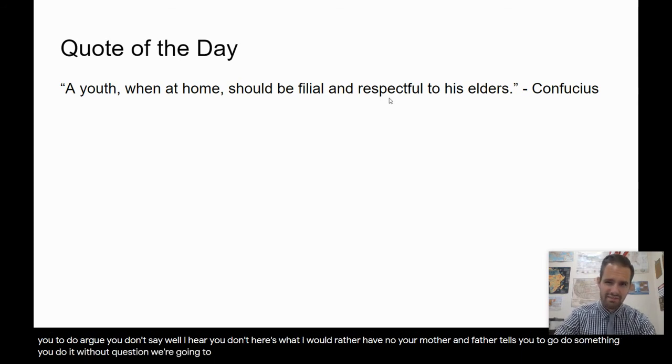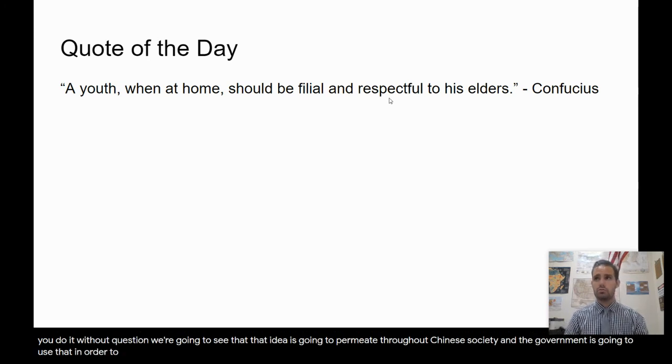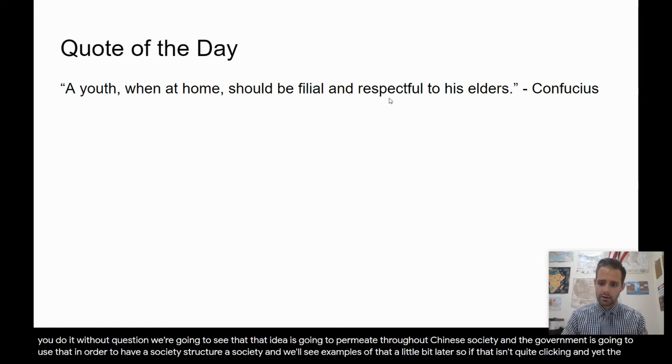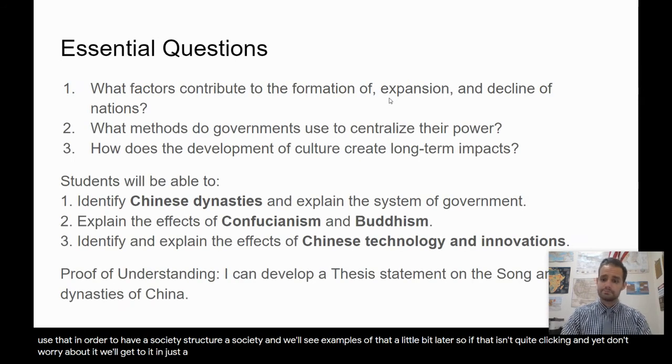We're going to see that idea is going to permeate throughout Chinese society, and the government is going to use that in order to structure a society. And we'll see examples of that a little bit later. So if that isn't quite clicking in yet, don't worry about it. We'll get to it in just a second here.